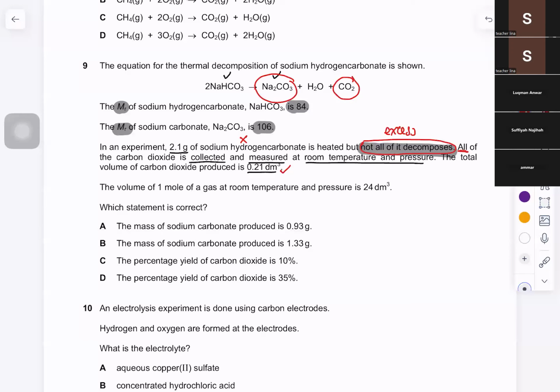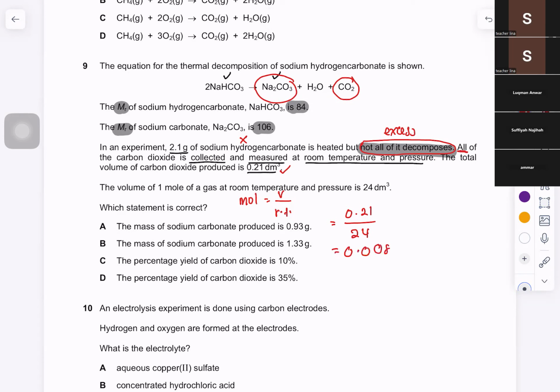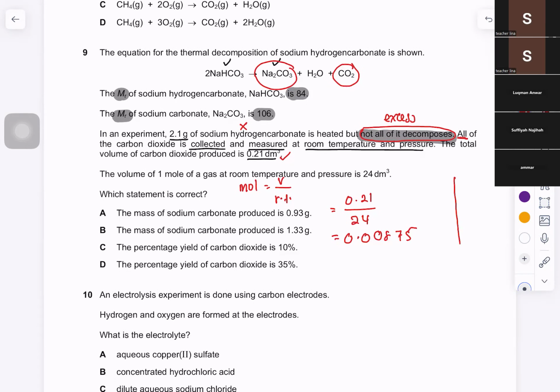Clear je. Okay, so now ini show dapat insyaAllah. 0.21 you kena divide by 24, because you kena guna formula mole equal to volume divide by RTP. So volume dia dah in the M. So then 0.21 divide by 24. And then dapat berapa? 0.00875. Right? But then you need to do the ratio.